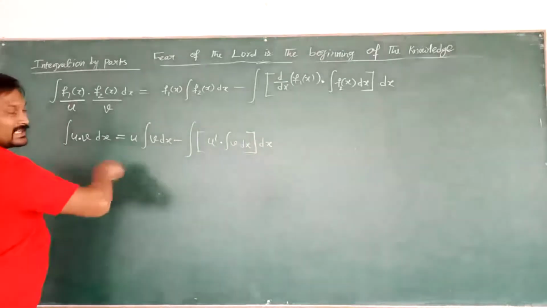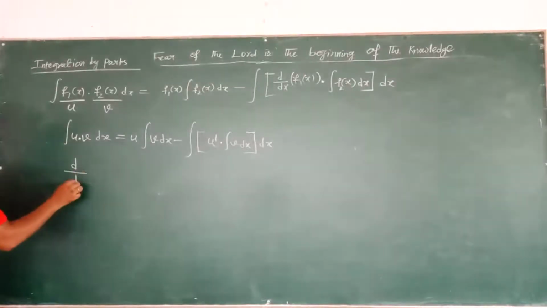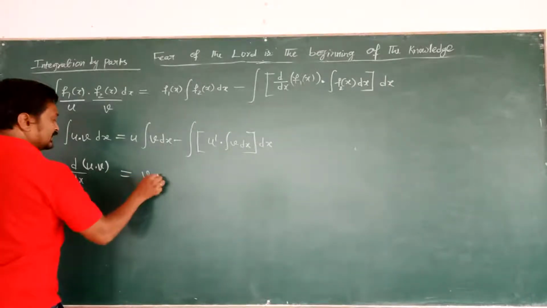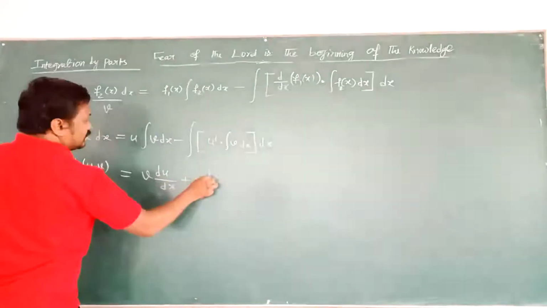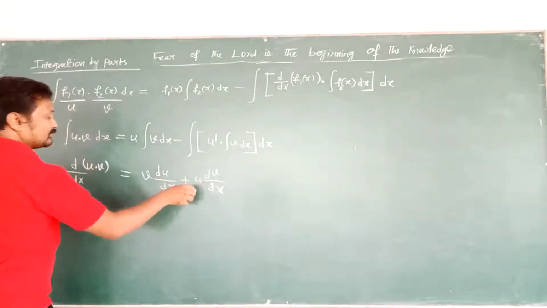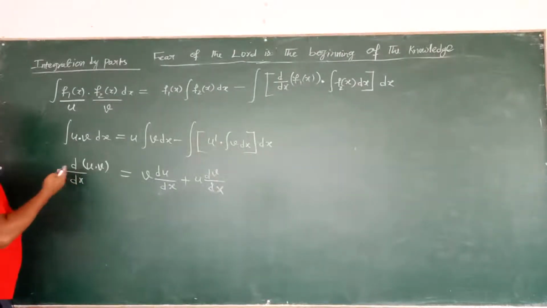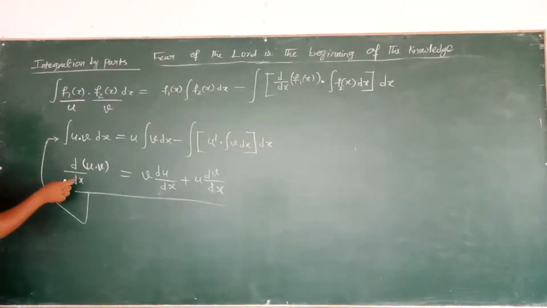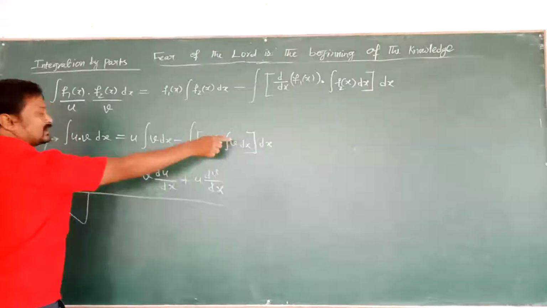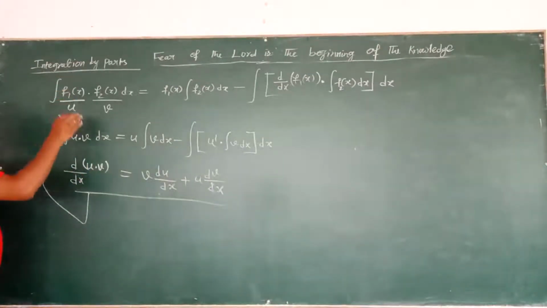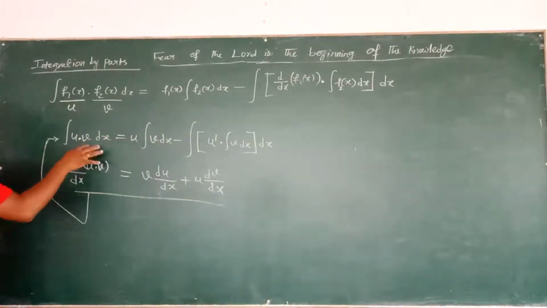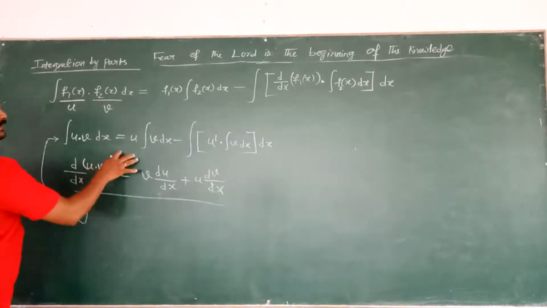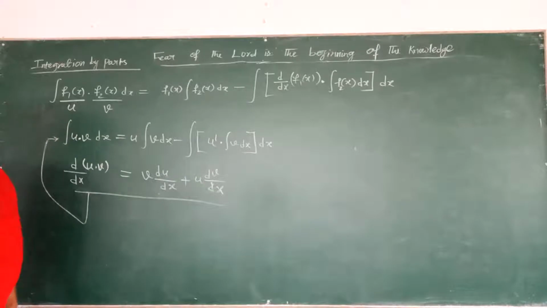And how was this derived? By using the d by dx of uv formula. What is d by dx of uv? You know that it is v into du upon dx plus u into dv upon dx. We reverse this formula, and the anti-derivative of d by dx of uv gives us this parts form. So this is called integration by parts. Now we'll use this and solve exercise number 7.6.